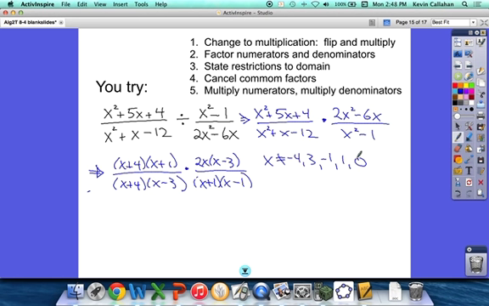Okay, now, what are the common factors? There's the x plus 4s, x plus 1, x minus 3. Anything left? Okay, so all that's left is 2x over x minus 1.